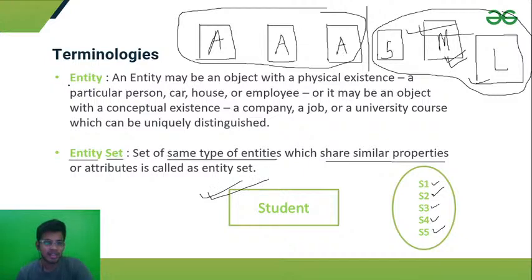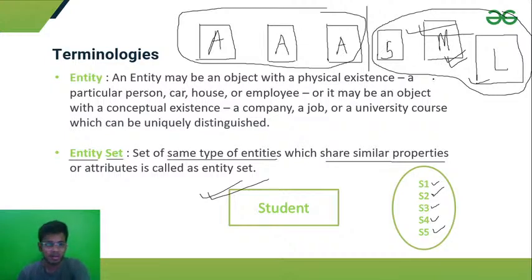I'll repeat what an entity is. An entity is an object which can be of physical existence or conceptual existence, but it should be uniquely distinguished among each other. If I say, please give me this book, then this book must have some uniquely identified features so that it can be distinguished from any other book or notebook. And an entity set is the set of all those similar kinds of entities which share similar properties. As I mentioned, notebooks will have similar properties like the number of pages, the brand, and the size.